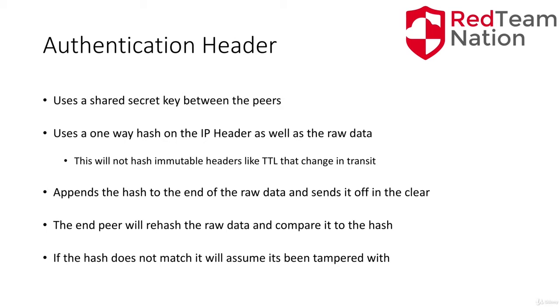So what happens is at the end, we have our IP header, we've got our raw data, and then we've got our hash. So it gets sent over as that. Then the peer will notice that there's a hash at the end, rehash everything with the secret key that was shared between the two, and then compare the hashes. If the hashes don't match, it kicks it back. It knows it's been tampered with. If it hasn't been tampered with, then you're A-OK.